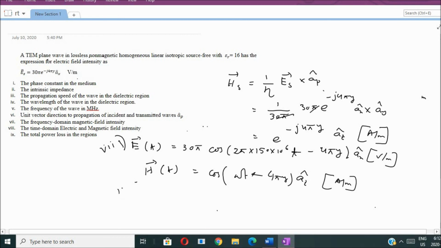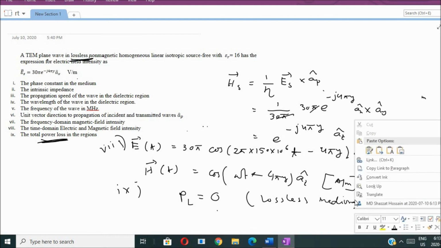Then the last part is the total power loss. We didn't cover power loss in the course yet, but we can easily find it here without doing any mathematical expression, because the medium is said to be a lossless medium, so the power loss will be 0. Without solving any expression, we can say it is a lossless medium, so power loss will be 0. That's how we can solve any question.